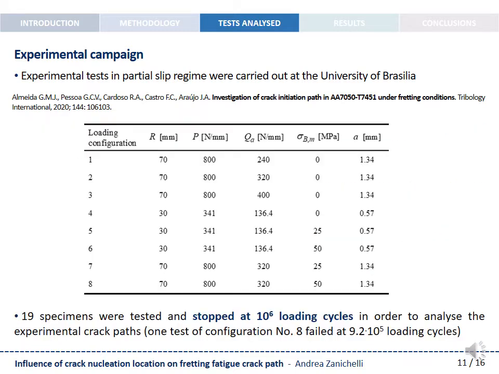In the present slide, the fretting loading conditions are summarized for each test. The bulk load, when present, was applied firstly in order to avoid the offset of the slip zones. Secondly, the normal load P was applied, and finally the cyclic tangential load was added with a frequency equal to 10 Hz. 19 specimens were tested, and the tests were stopped at 10^6 loading cycles in order to analyze the experimental crack path.